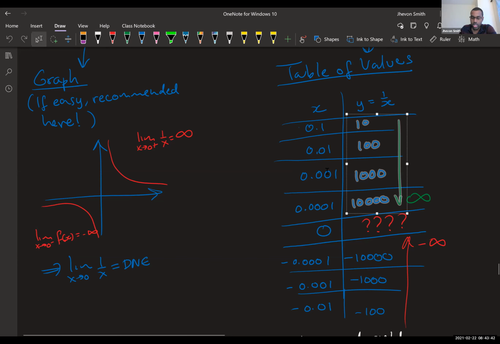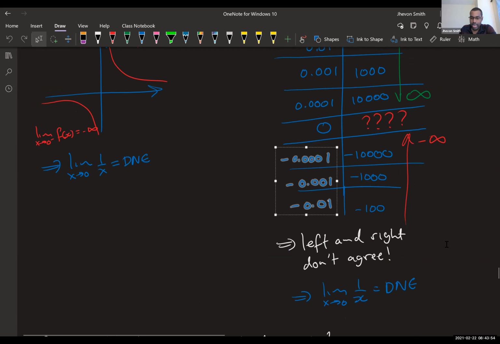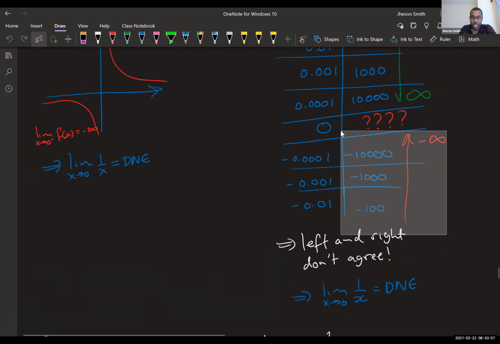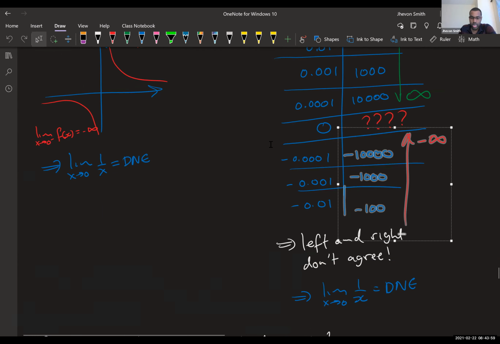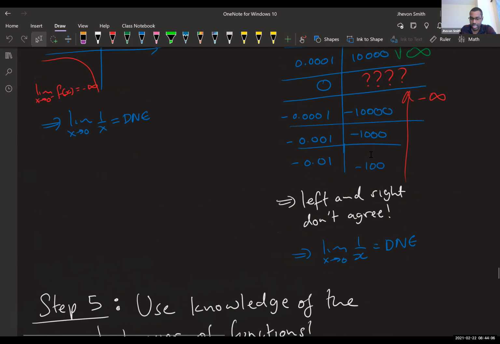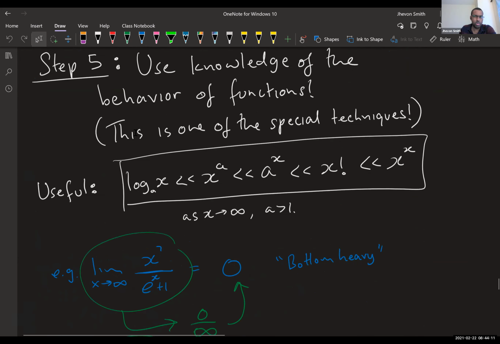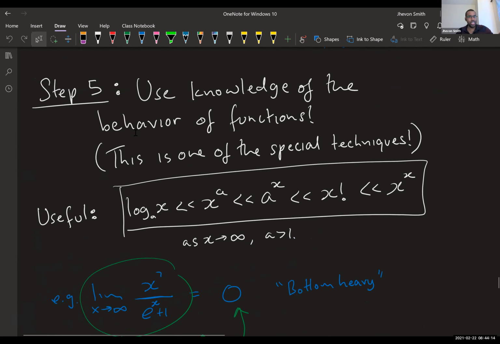As we can see in this situation, if we're coming to 0 from the right, which is above, the numbers just keep getting bigger and bigger. So we describe that as infinity. If we're approaching 0 from below, or from the left, then the numbers keep getting more and more negative. We describe that as negative infinity. They don't really head towards anything specific. Because these two did not agree in our table, we know that the limit does not exist. So that's how you can use a table of values, but it's pretty much one of the last resorts.